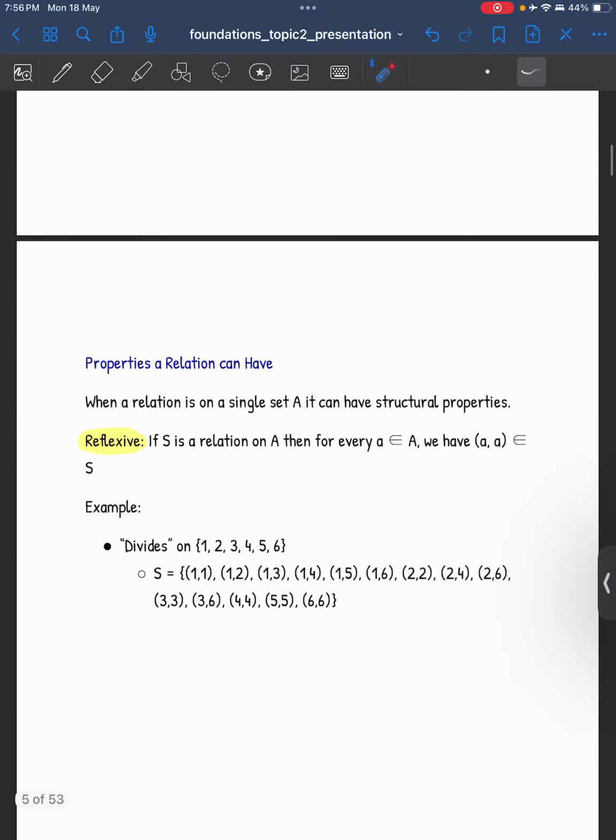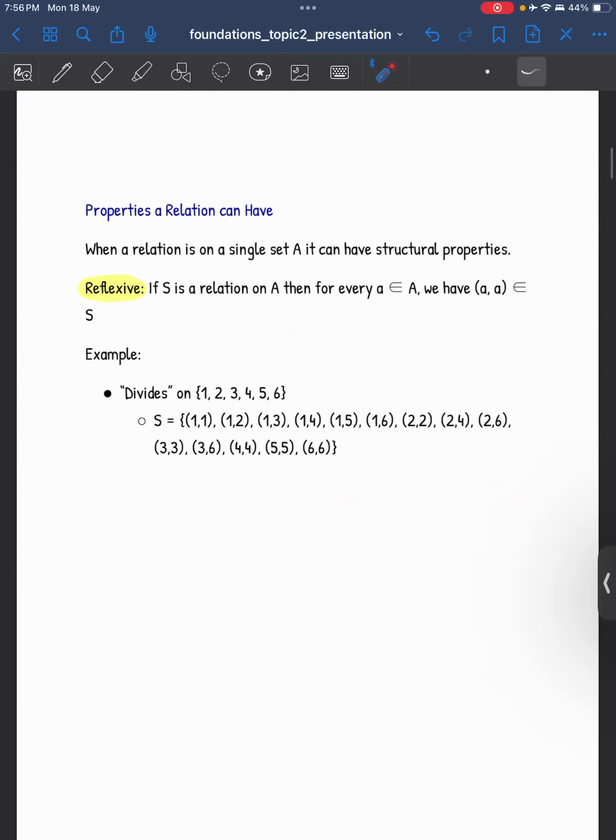So now let's cover some interesting structural properties when it is a binary relation with A equal to B. When a relation is on a single set A, we can have some structural properties. The first one we cover is the reflexive property. Reflexive requires that if S is a relation on A, then for every a in A, we have (a, a) in S. So if S is a reflexive relation, every element is related to itself.